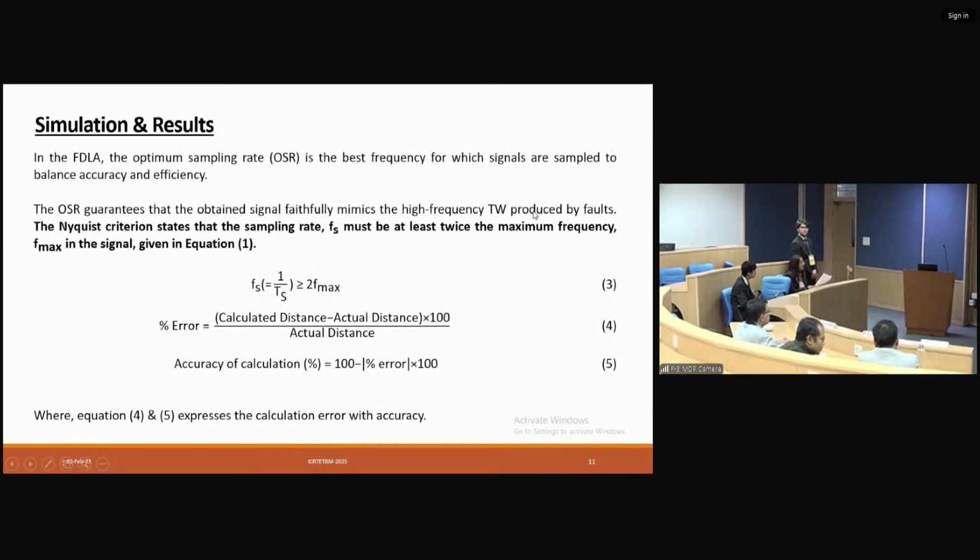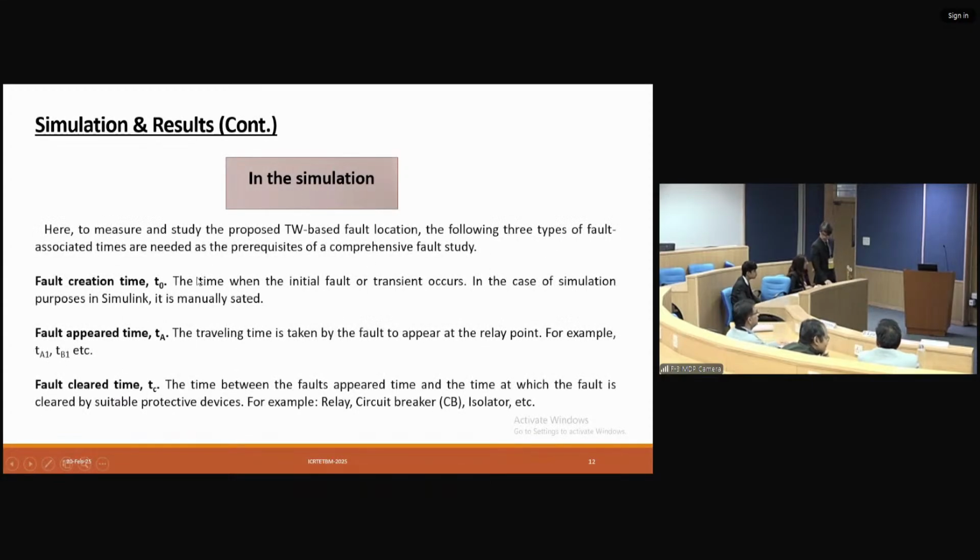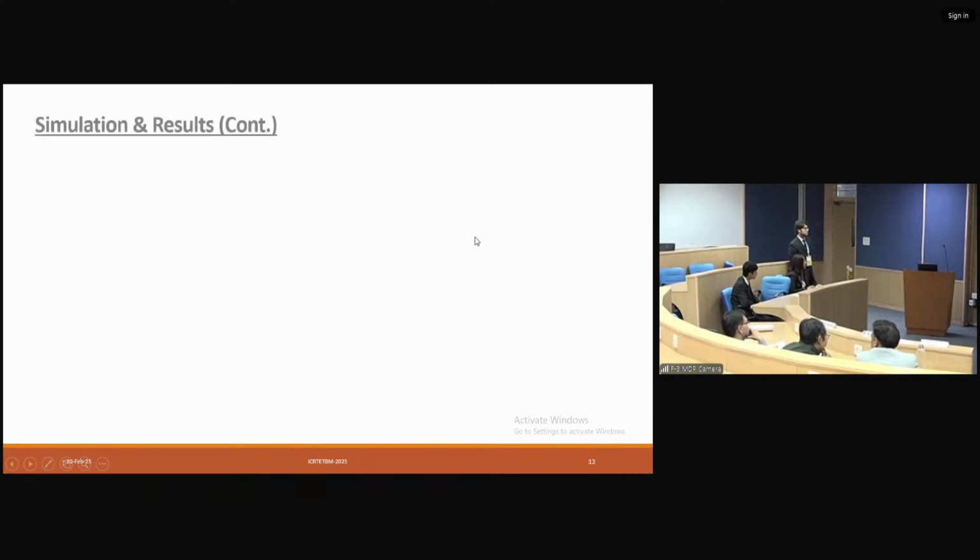Here we used optical sampling rate theory, as I mentioned before. It is based on the Nyquist rate. The Nyquist rate states that the sampling frequency will be twice the maximum frequency, and our relative error and the accuracy calculation equation are presented here. In the simulation, we evaluated three types of time: fault creation time T0, fault appear time TA, and the fault clear time TC.